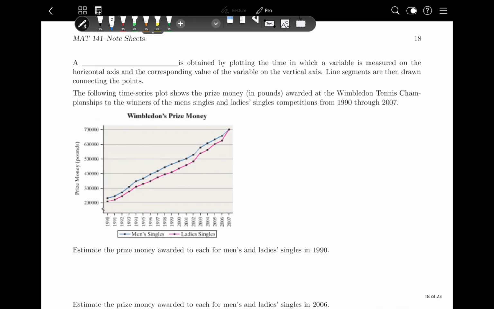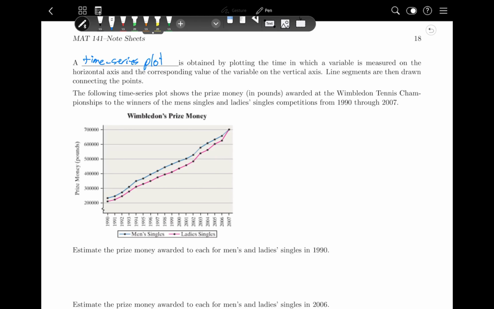Okay, the last type of graph we're going to look at is called a time series plot. A time series plot is obtained by plotting the time in which a variable is measured on the horizontal axis and the corresponding value of the variable on the vertical axis. Line segments are then drawn connecting the points. These are really useful when you're measuring something every year or every month or something like that.